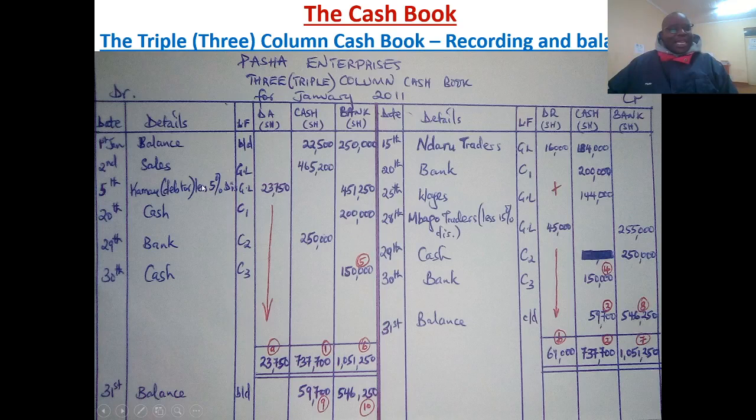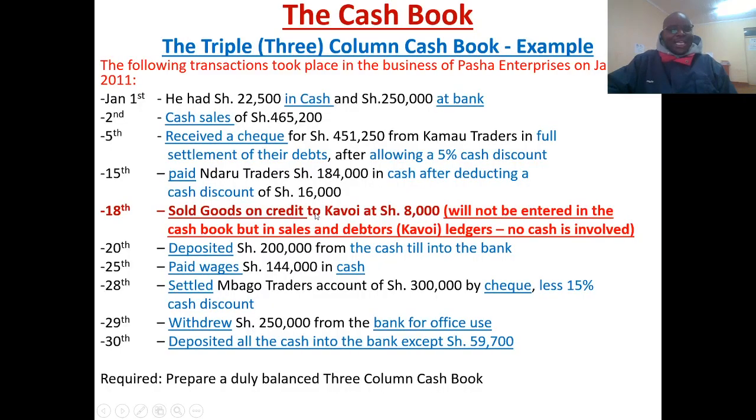So Kamau, a debtor, paid 451,250 less 5% discount, which is equivalent to 23,750. So they wrote a check. On the face of the check, it was 451 less 5%. So 451 is 95% of the total amount that they were to pay.